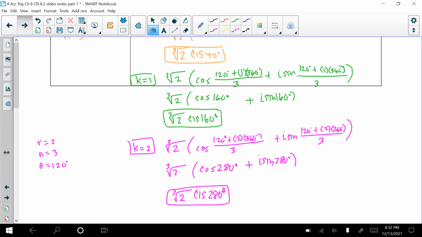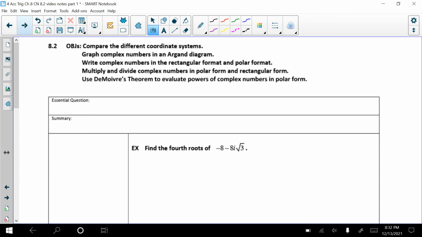All right, let's try another one. Here we are asked to find the fourth roots. I'm going to pause and copy over that formula again so you guys don't have to keep scrolling.